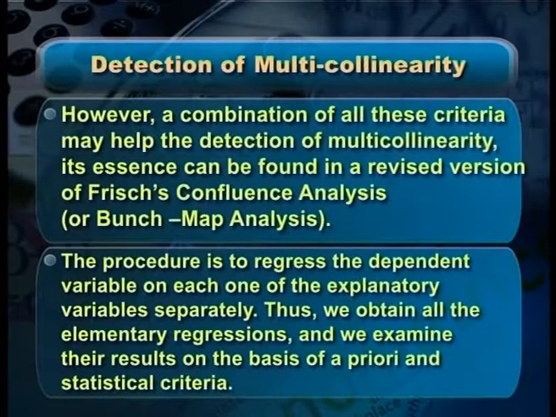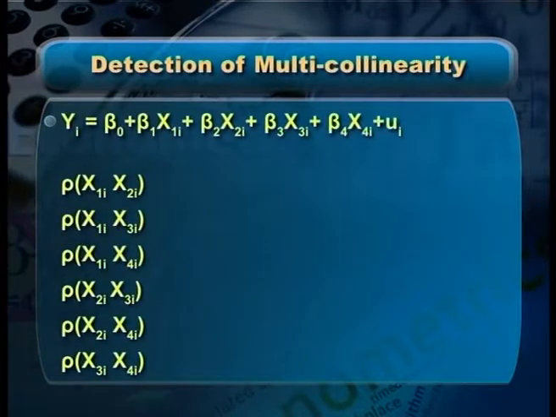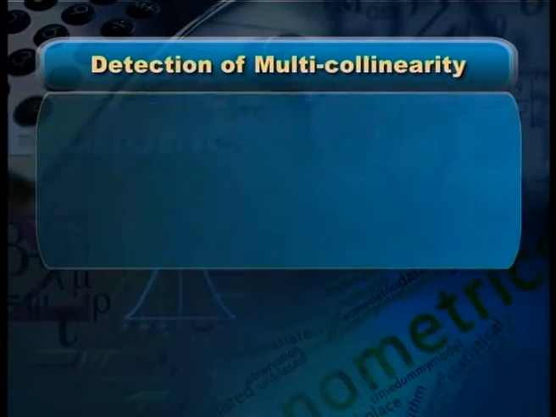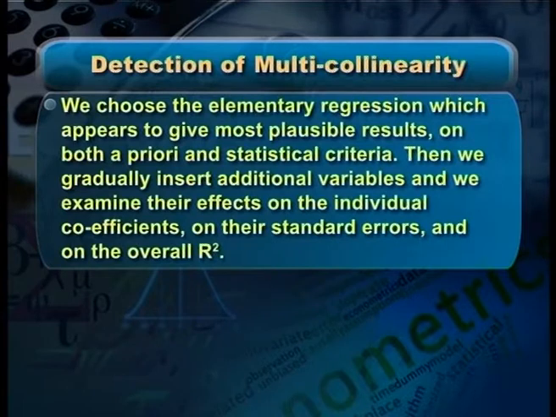Thus, we obtain all the elementary regressions and we examine the results on the basis of a priori and statistical criteria, that is yi is equal to beta naught plus beta 1 x1i plus beta 2 x2i plus beta 3 x3i plus beta 4 x4i plus ui. For this, we have to examine the covariance relationships between x1i x2i, x1i x3i, x1i x4i, x2i x3i. We have to examine all these covariances based on the elementary regression results.